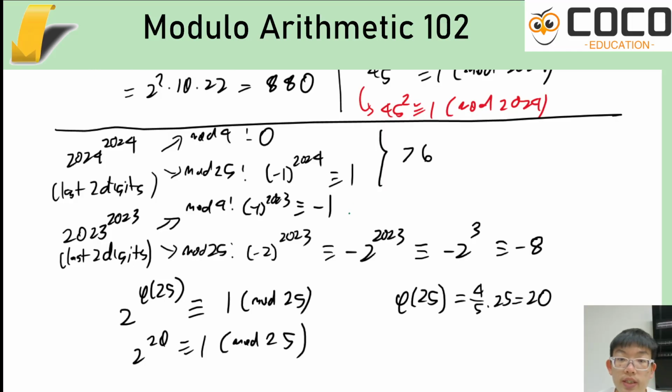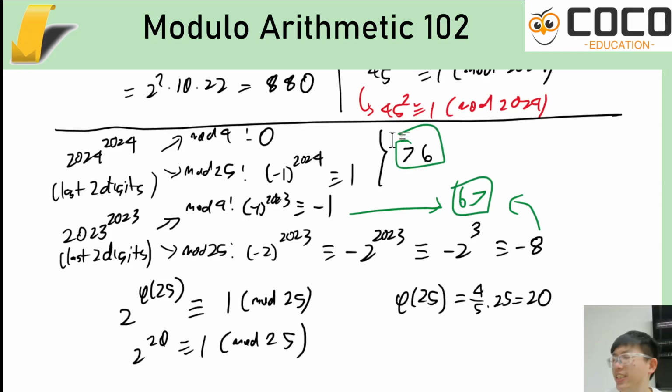And put these two together, if you list out the things that are negative 8 mod 25, you will get 17, 42, and then 67, which is going to be here, right? Funnily enough, the reverse of 76. That's just a random coincidence, nothing there.